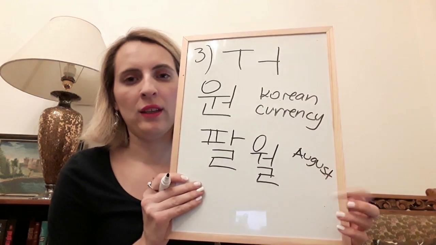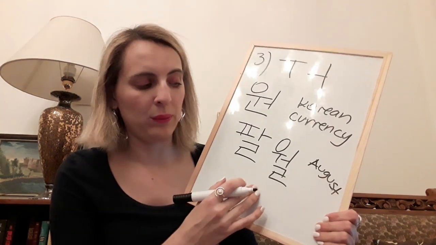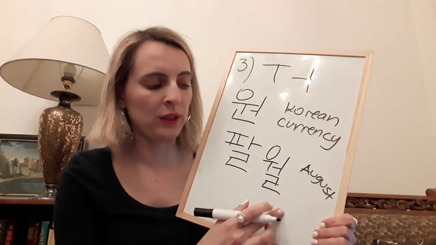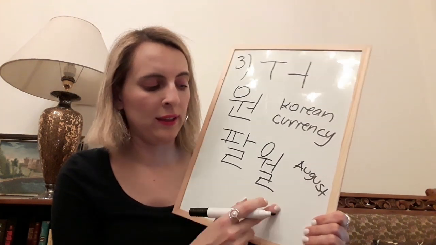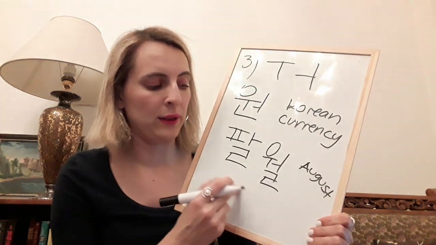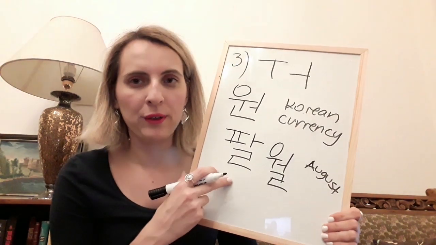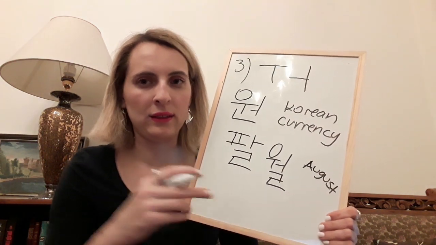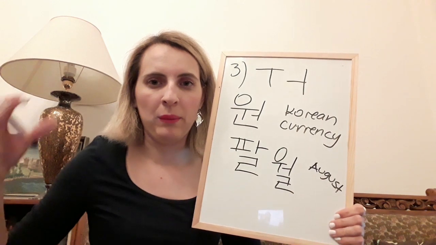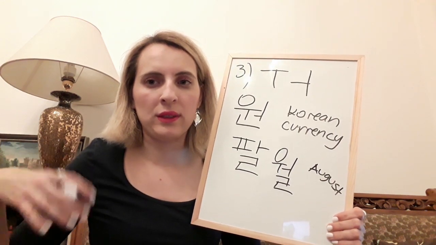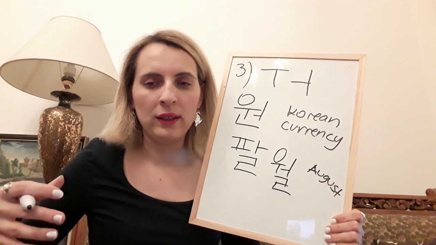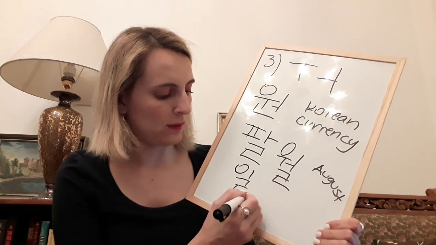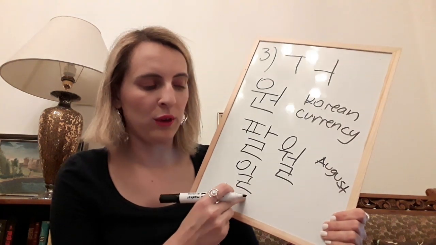So it is actually the month of my birth. Pal wol is August. If you want to say any other month in Korean, you just say the number, but not Hana, for example, because Hana is not used for the months. We use another one. Il is number 1 in Korean for months.